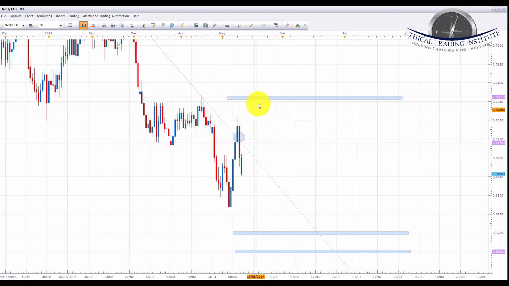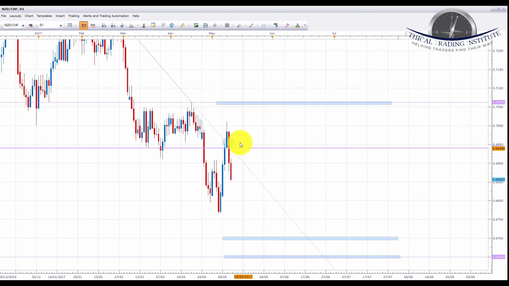But from where it's sitting, I'm liking the target of 0.6700 the best. So hopefully we'll get some nice short setups in this pair. Only if it starts to break back in out of this downward sloping trend line and back into this area, we'll be looking for potential longs to the 0.706 area of resistance.